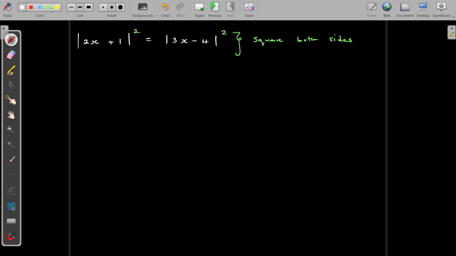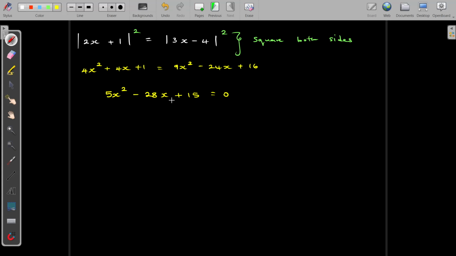So in squaring both sides, we end up with 4x squared plus 4x plus 1 is equal to 9x squared minus 24x plus 16. We'll just transpose to get everything on one side. So I'm going to be transposing over on that side. See that the 9 is bigger than the 4, I'm going to bring that over. So we'll be left with 5x squared minus 28x plus 15, and that's equal to 0.